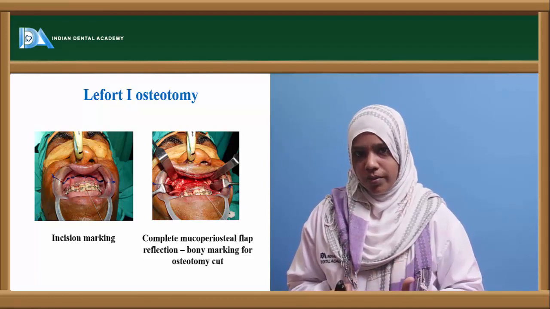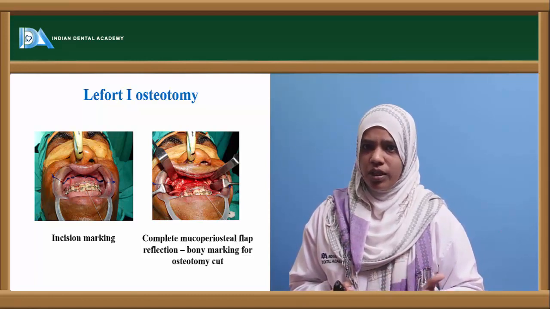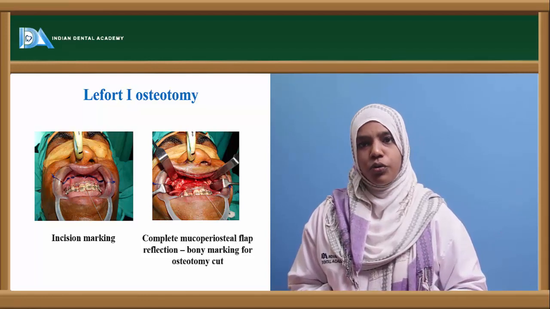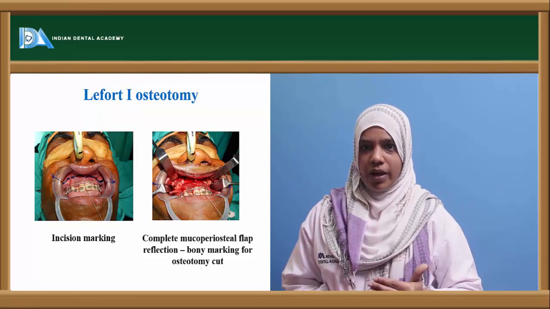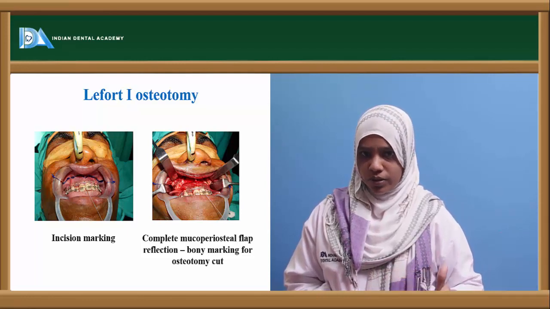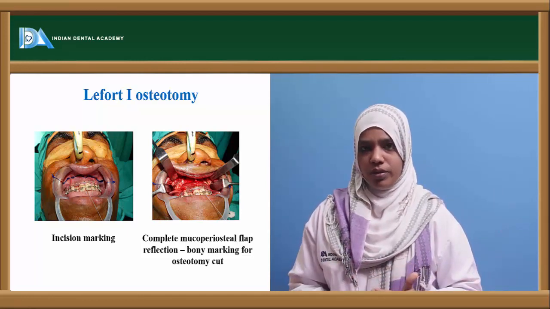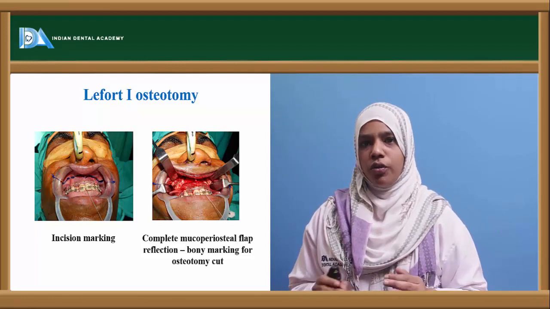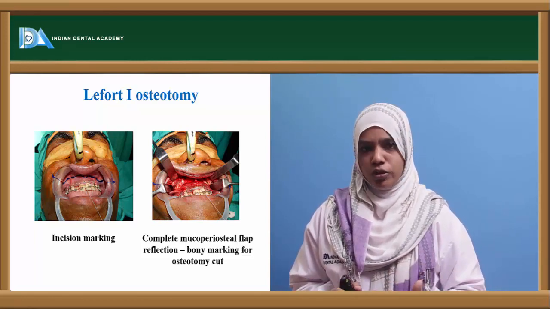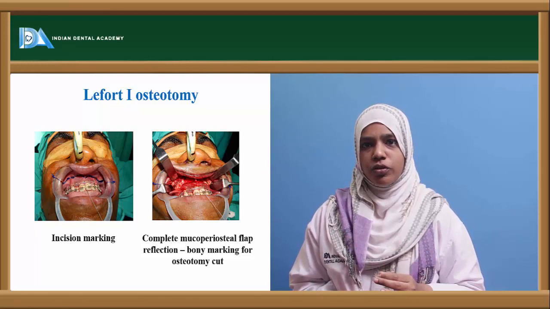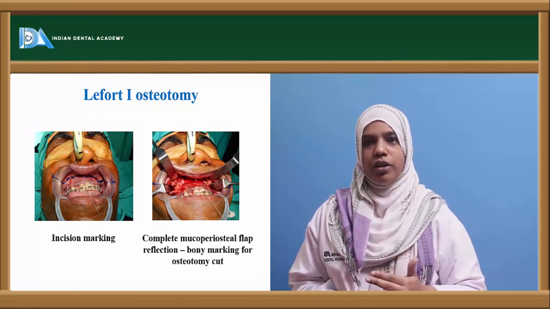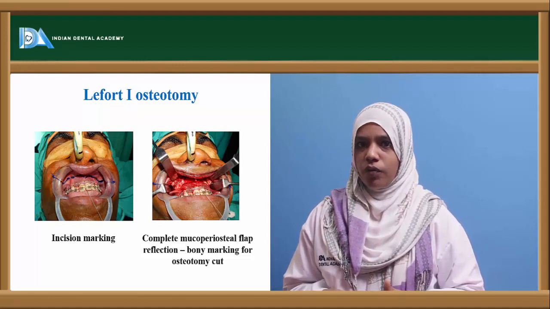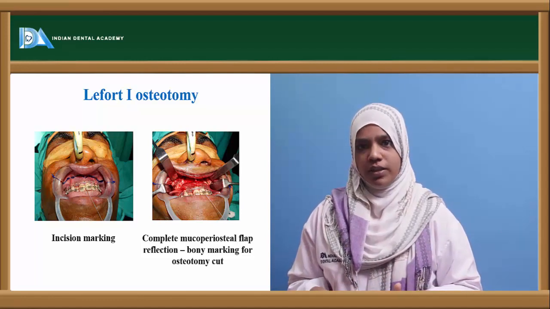Once you have done your marking, you will start with your osteotome. Either you could use a burr or you could use a saw to do it. You will start on one side from the piriform area, and go posteriorly from the piriform area on both the sides. Once you have done your osteotomy cut, you will take an osteotome. First, you will separate the anterior nasal spine. Then you will separate the medial wall of the sinus and then the lateral wall of the sinus.